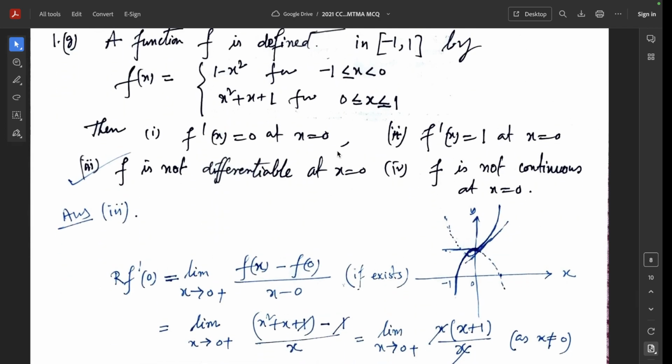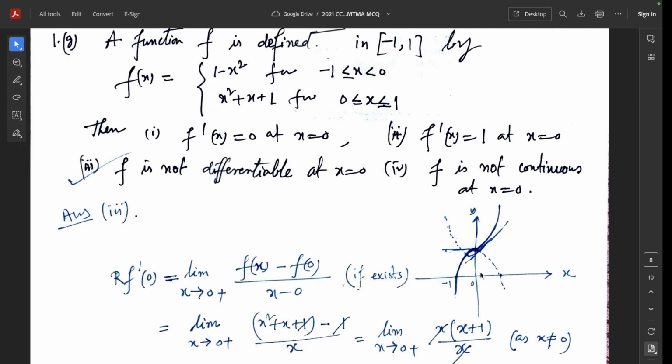In this question, f(x) equals 1 minus x squared. Using the Desmos application, we get the graph of 1 minus x squared, and we take only the part from minus 1 to 0. And for x squared plus x plus 1, by the Desmos app, we get this graph. For the part 0 less than or equal to x less than or equal to 1, we take this part. So actually, the graph is this part and this part.